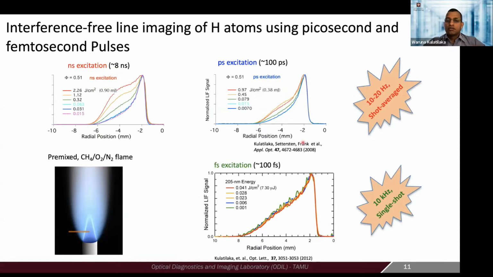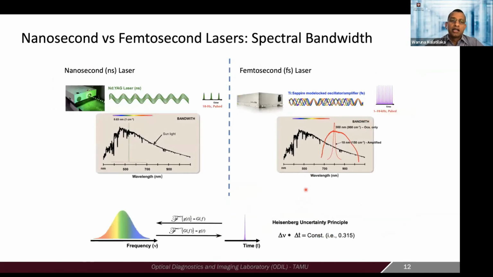And then after a few more years, we started going into even shorter pulse lasers. This is some work done at the Air Force Research Lab when I was a research scientist there. With the femtosecond lasers, as you keep increasing the fluence, all you see is the signal to noise ratio getting better and better, but the profile shape remains exactly the same. So this is a good indication that photolytic interferences can be significantly reduced using femtosecond lasers. One of the advantages.